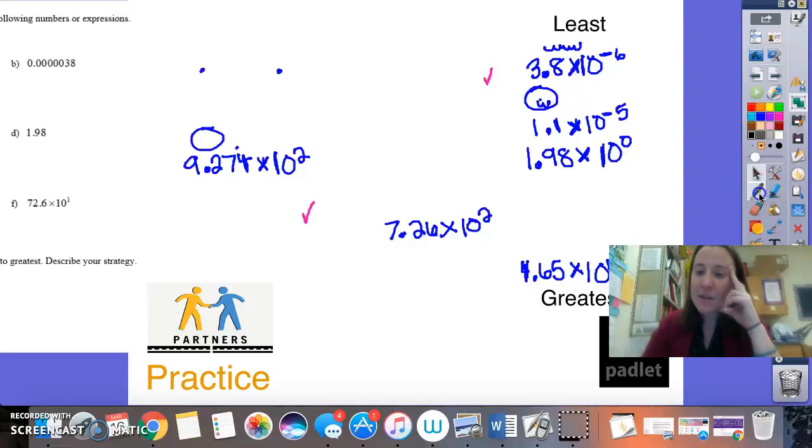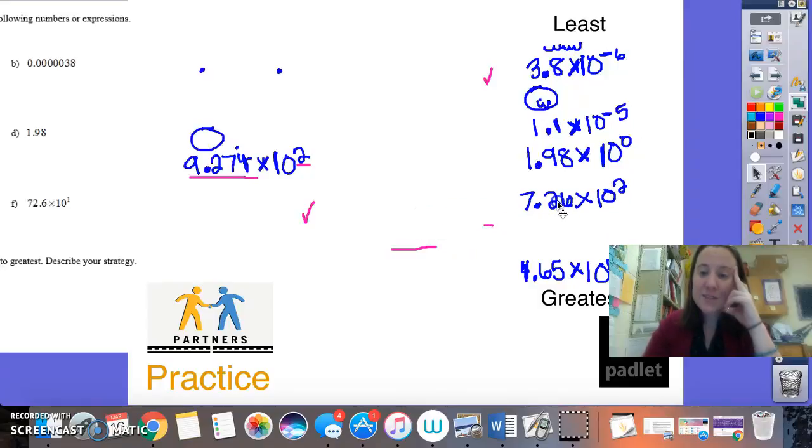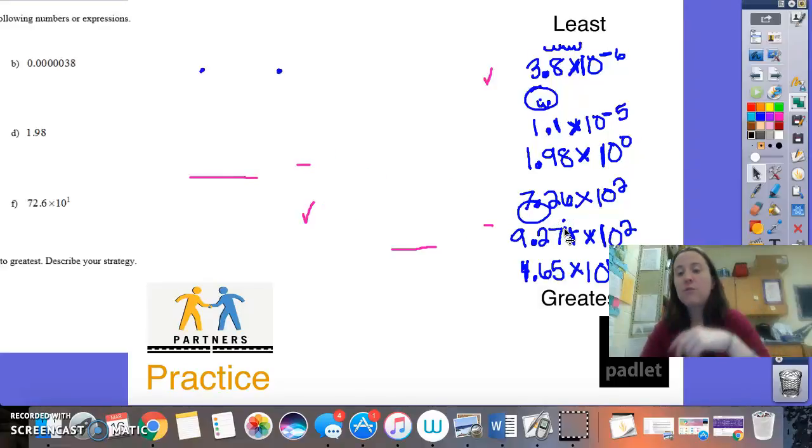Now remember what we said. If the exponents are the same, which they are, 2 and 2, then I need to look at those lead coefficients, the 7.26, the 9.274. Well, the 7.26 is smaller, which means that that entire number in scientific notation is smaller than the 9.274. And that is an overview of how we order numbers in scientific notation.